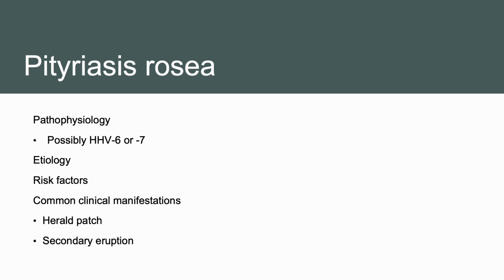Clinically, we often see a herald patch, which is a single, large, pink scaly patch or plaque that appears first, followed by a generalized body rash. Secondary eruption of smaller, scaly, oval patches or plaques that involve the lines of skin cleavage in what some describe as a Christmas tree pattern.